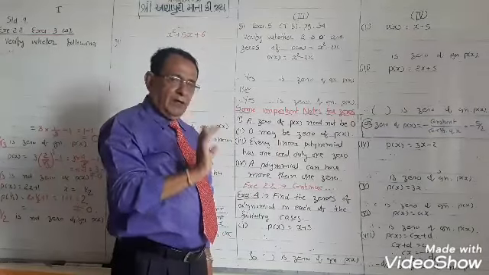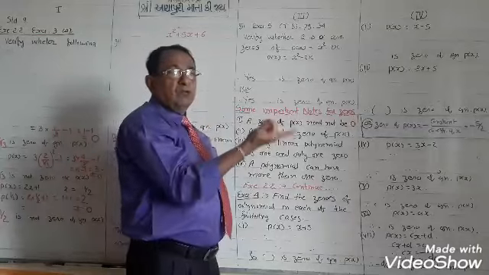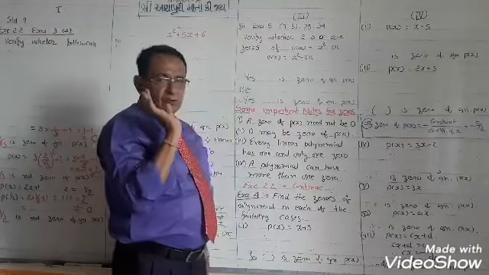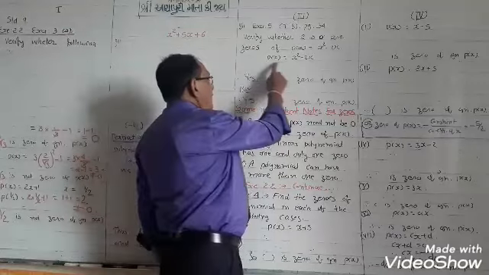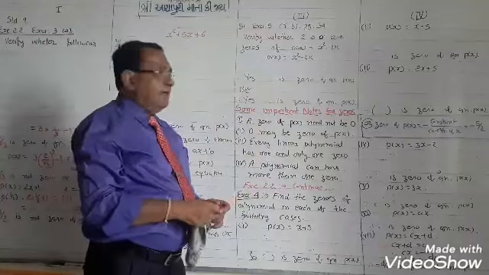But not more than 2. It has not more than 2 zeros. So linear will have how many? 1.